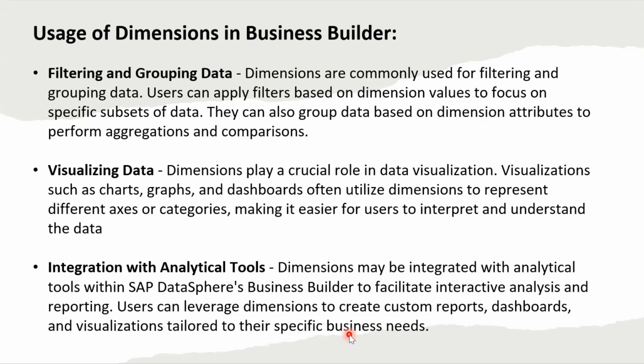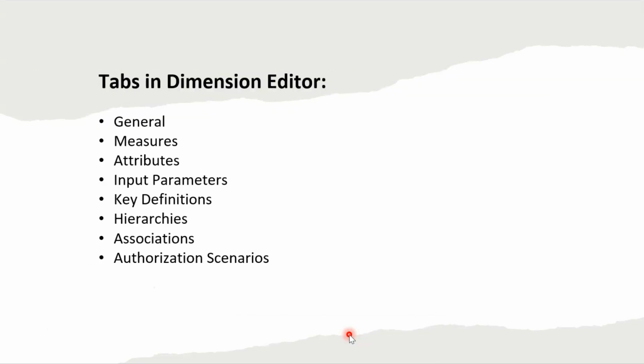And now we will move to the demo session, and we'll see how we can create a dimension in Business Builder. These will be the tabs when we open the dimension editor. We'll get a general tab, measures, attributes, input parameters, key definitions, hierarchies, associations, and authorization scenarios. So these will be 8 tabs that we will get while creating our dimension, and we'll see how we need to configure all that information. Okay, so let's move to the demonstration.